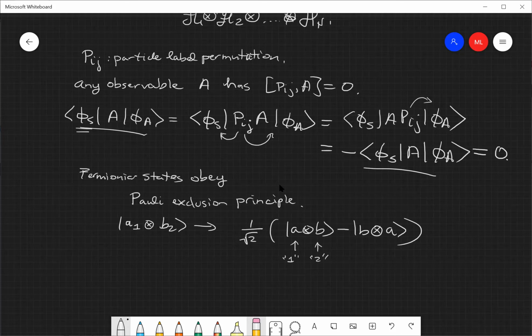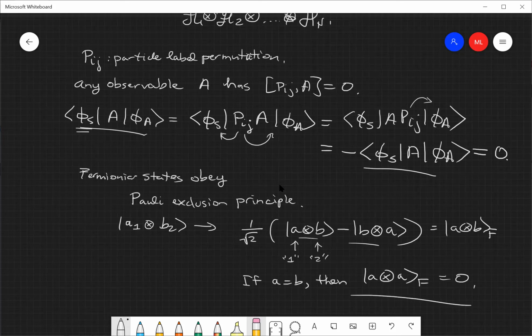Now when you exchange the labels, that's equivalent to exchanging these two things. The overall wave function, or the vector in Hilbert space, will pick up a minus sign. But you immediately see that if the two states are the same, then this whole state, which you call the AB fermionic state, just vanishes because these two terms cancel each other.